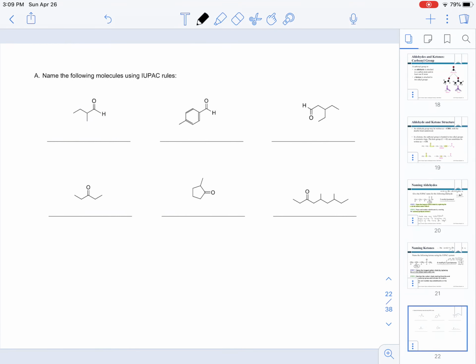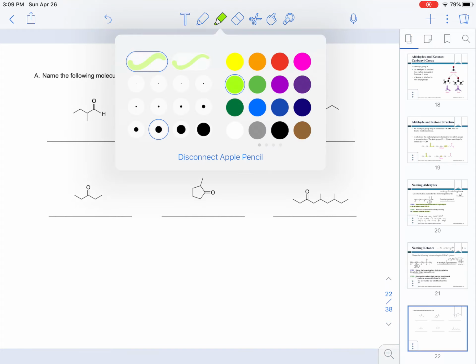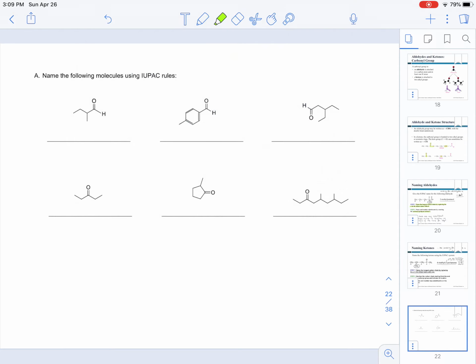Now we're going to be practicing naming aldehydes and ketones. So I'm going to practice by doing the first two problems on each row. I am first going to be numbering the longest carbon chain. So I'm going to highlight the longest carbon chain. For an aldehyde on the first row, we have carbon 1, carbon 2, carbon 3, carbon 4. So if we write the alkane name, it's going to be butane. But because we have an aldehyde, this is going to be butanal.